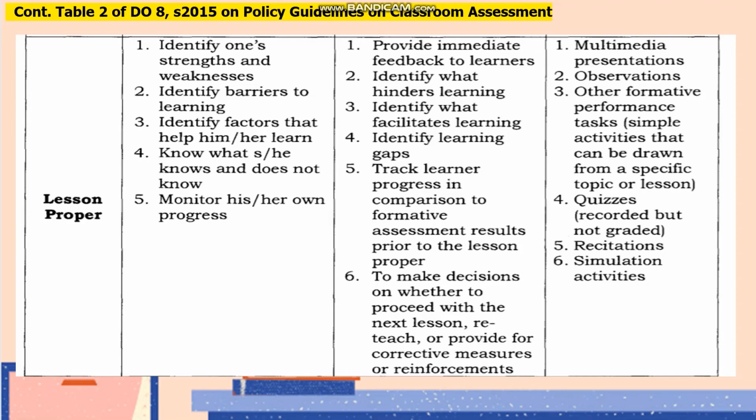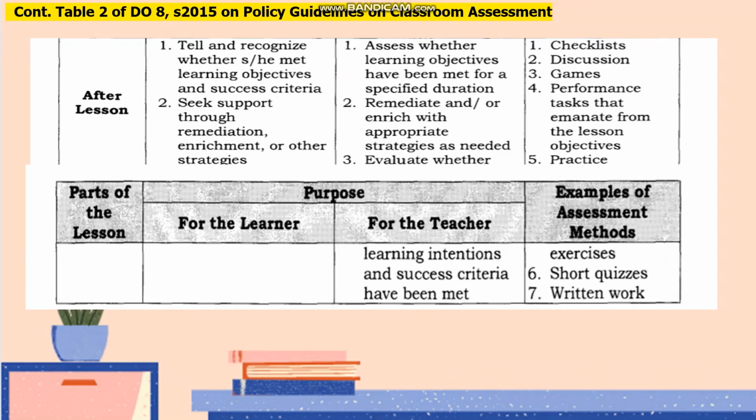Sample methods: multimedia presentations, observations, other formative performance tests, simple activities that can be drawn from a specific topic or lesson, quizzes, recorded but not graded, recitations, simulation activities. Continuation of the Table 2 of the DepEd Order 8, Series 2015 on Policy Guidelines on Classroom Assessment.